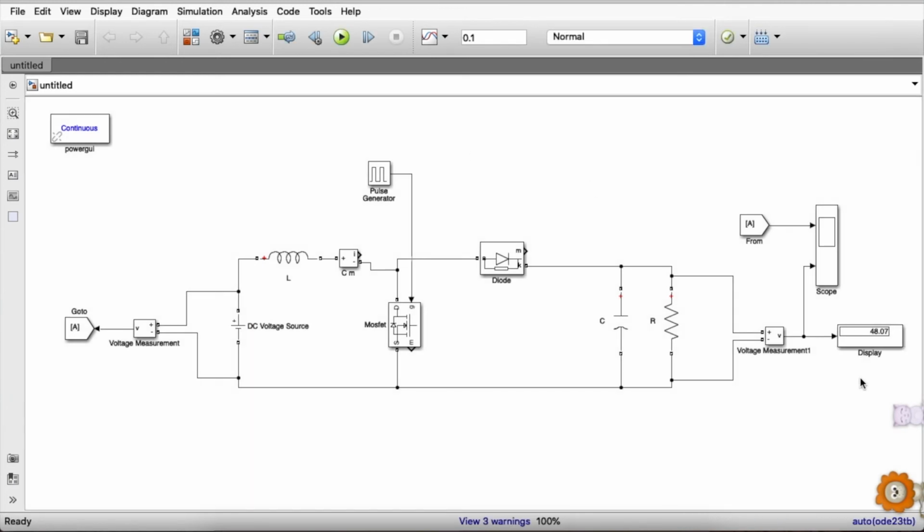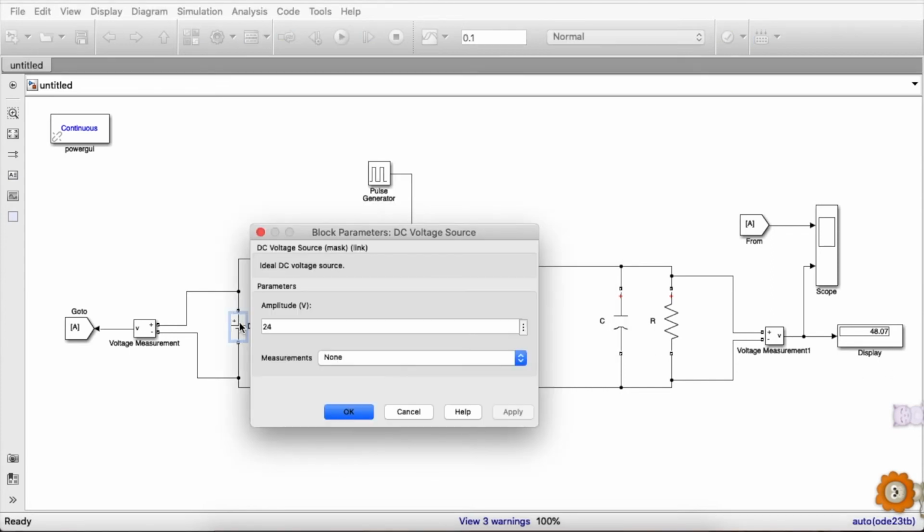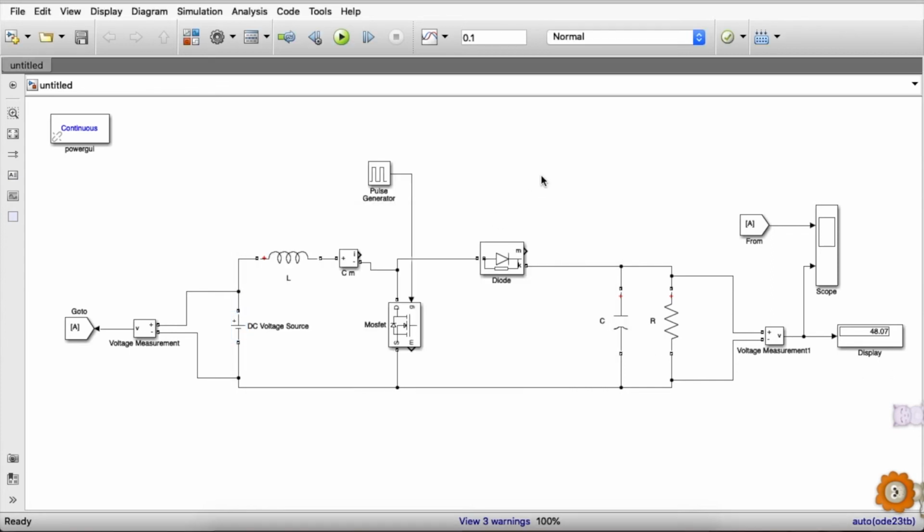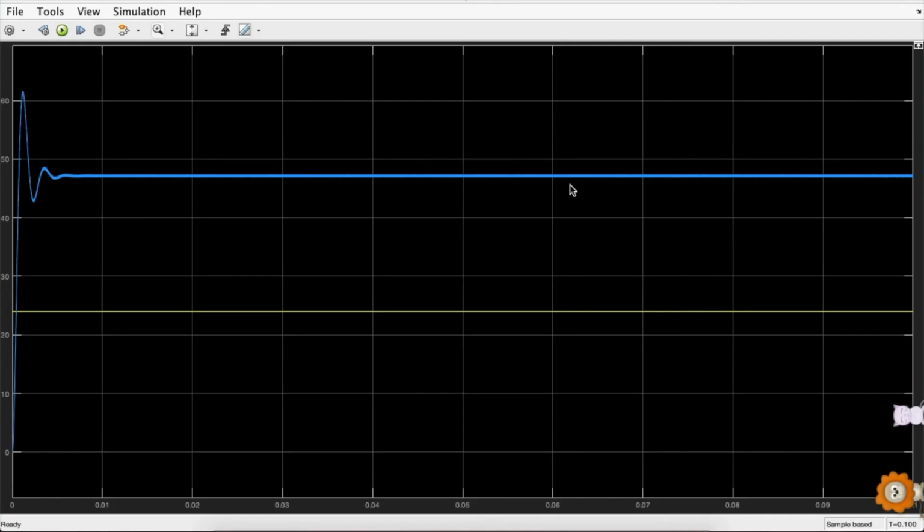So yes, here it is. The output is 48.04 volt and the input is 24. Let us analyze the graph. As we can see, this yellow line is the input voltage. It's 24 here, and initially the output voltage shoots up to 62 or 63, and later it settles down to the value of 48, and we can zoom it also.